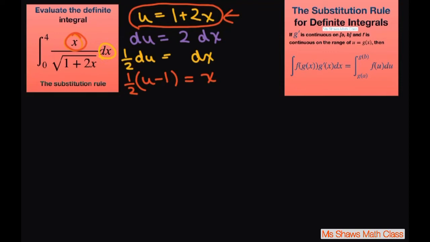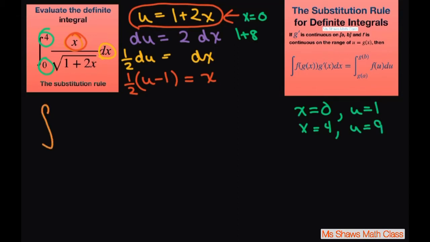And we have everything except now we have to change our limits, because we're going to be working everything in terms of u, and the limits are based off x. So if x is 0, I plug in, then I'm going to get u equal to 1. So I just substituted. If x is 4, you get 1 plus 8, because 2 times 4 is 8, and that means u is going to be 9.